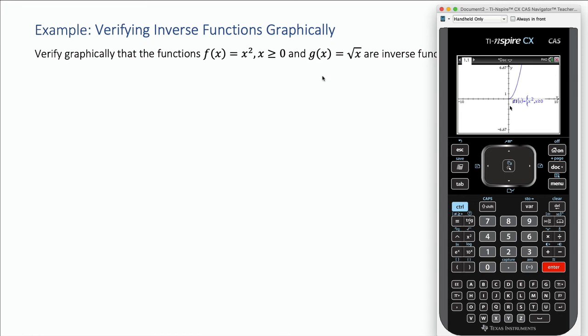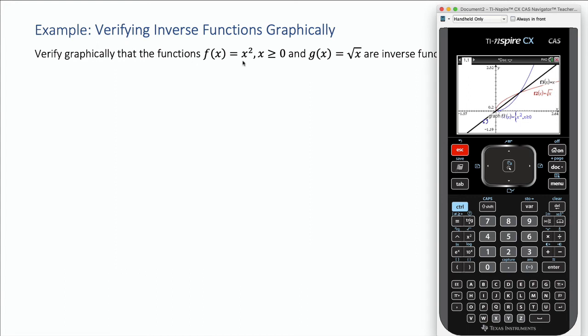And then we want to graph this other function, so I'll press tab to get a new function, and then we type our square root of x, and hit enter, and there we've got our graphs. And if it's hard to see, you can graph the line y equals x as well. We see that line, and we can zoom in if we'd like. I'm going to do a zoom box and look at what we've got there. Okay, and so we see that our graphs are reflections of each other in the line y equals x. And so we've verified graphically that these functions are inverses of each other.